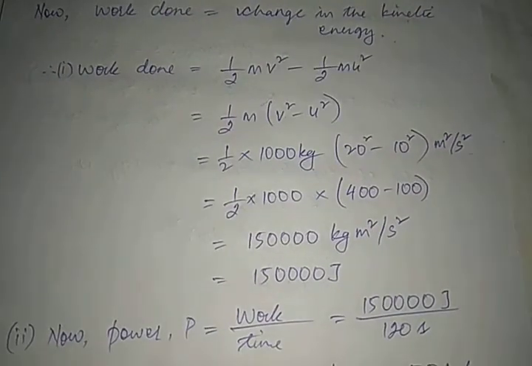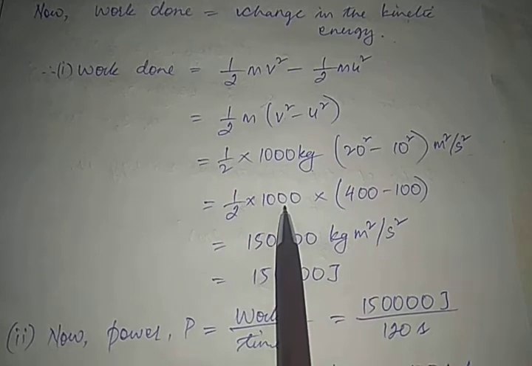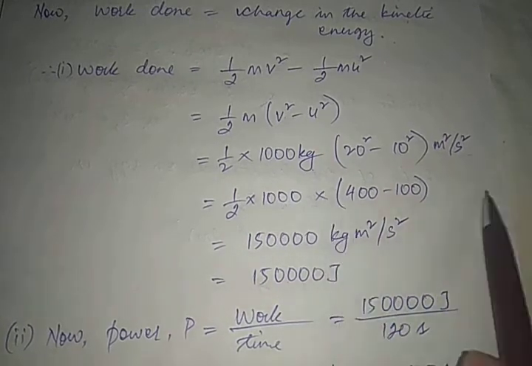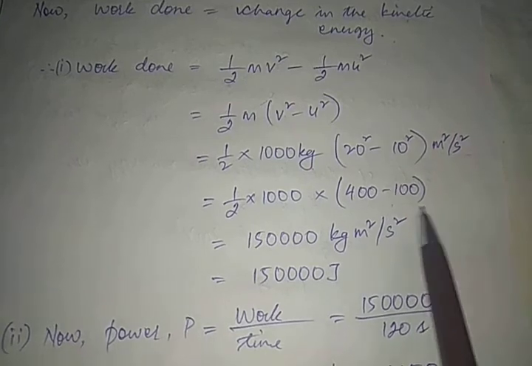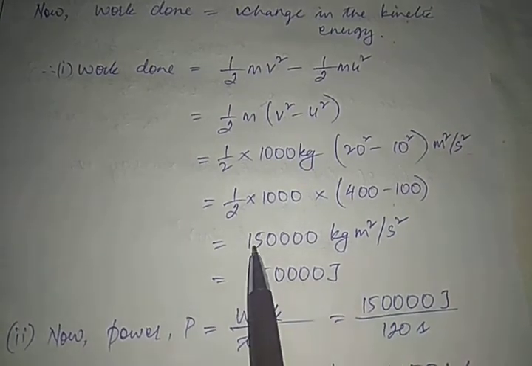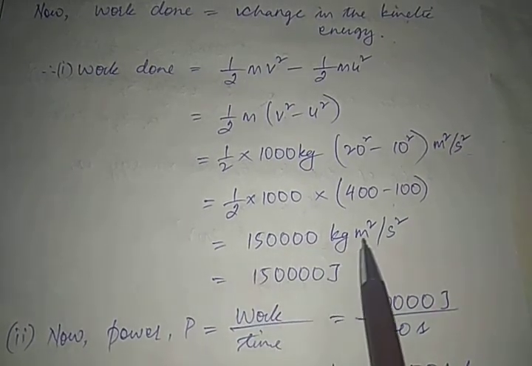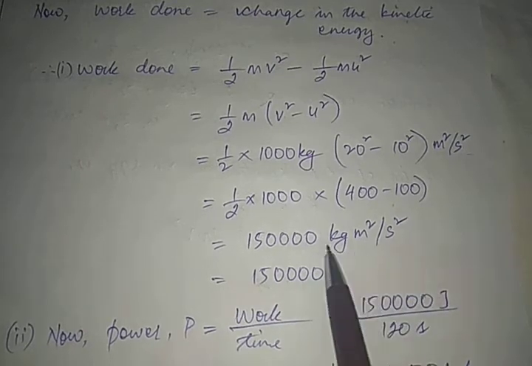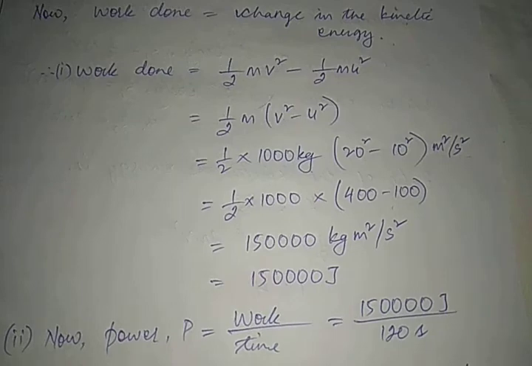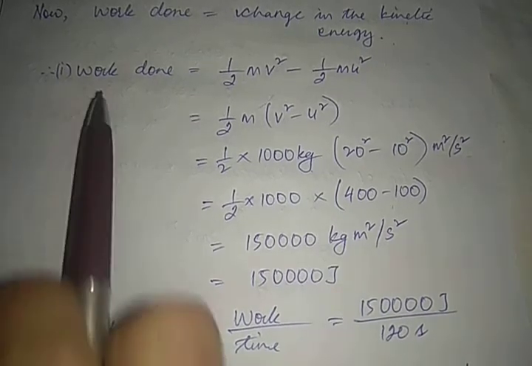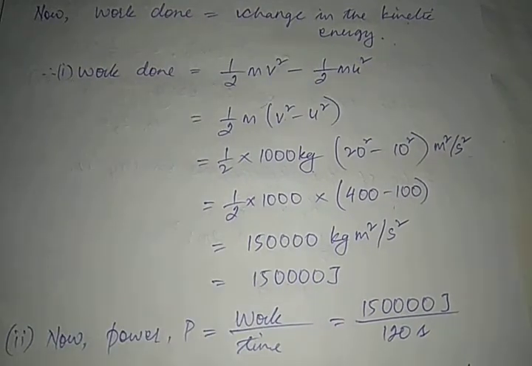Then after, we simply have to deal with the mathematics, go on simplifying it. So half into 1000. I haven't written the units over here. Into 20 squared is 400, minus 10 squared is 100. So this comes out to be 1,50,000 kilogram meter squared per second squared. Now kilogram meter squared per second squared is what is called a joule. Remember that. So after we've calculated the change in kinetic energy, we get the work done, because change in kinetic energy is what is equal to the work done.